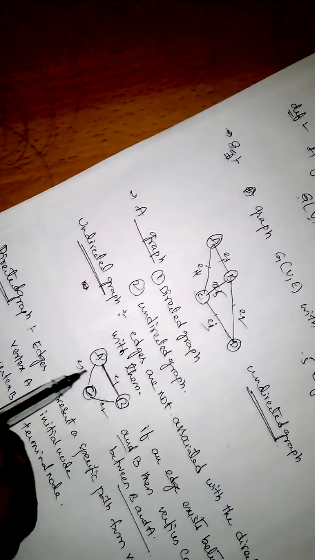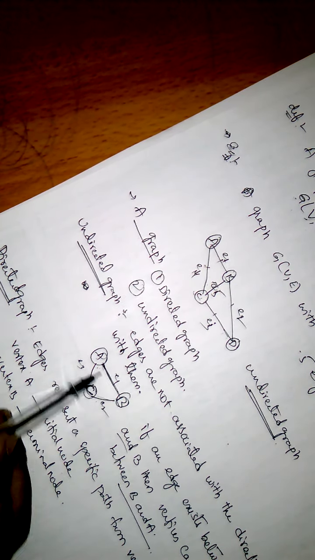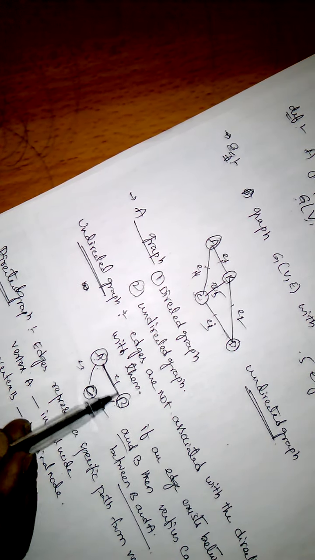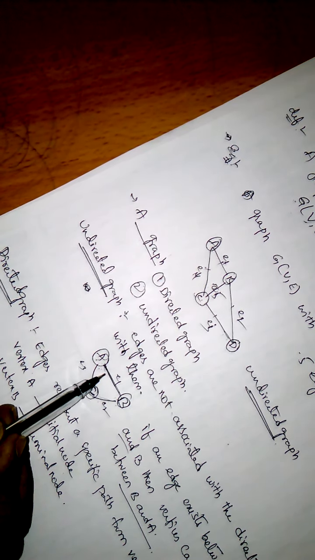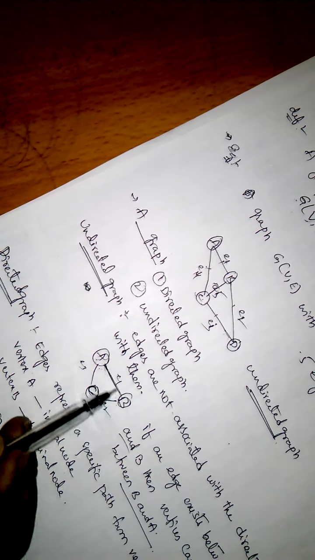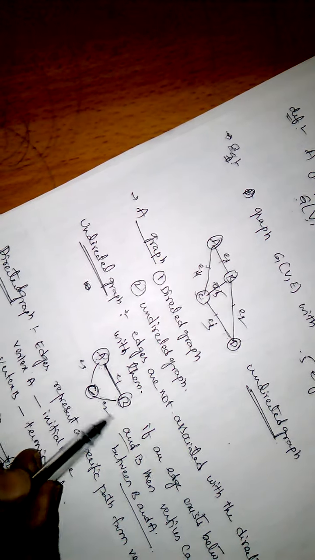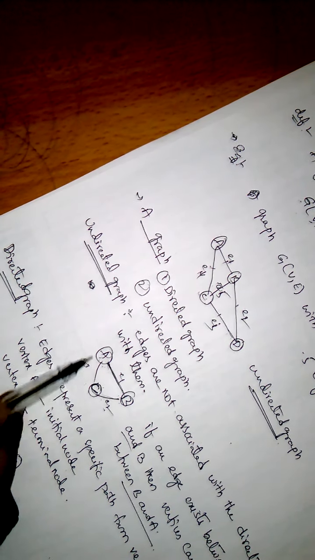Now, if an edge exists between two vertices in an undirected graph, say A is a vertex, B is a vertex, and an edge exists between A and B, then we can say the edge is traversed from A to B and also from B to A. Here edge E2 traverses from B to C and C to B, and edge E3 traverses from A to C and C to A. This is called an undirected graph.